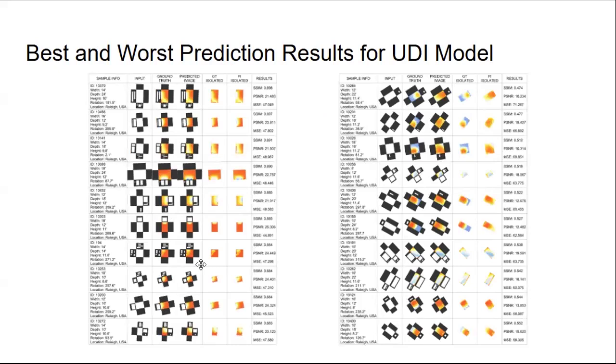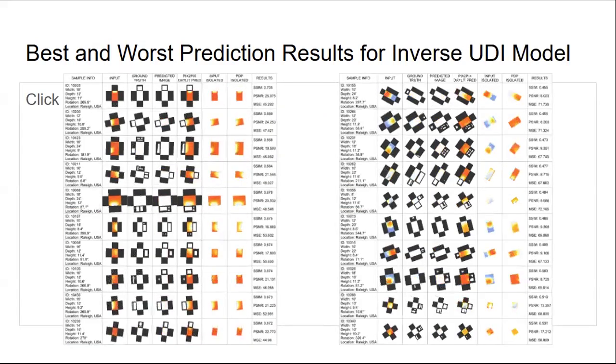On the left, we have the best predictions, which tend to be for rooms with larger windows, more numbers of openings and facing the cardinal directions. On the right, you can see the worst predictions, typically for rooms with fewer, smaller windows and facing non-cardinal directions. The best and worst predicted samples generated by the inverse prediction models can be seen on this slide.